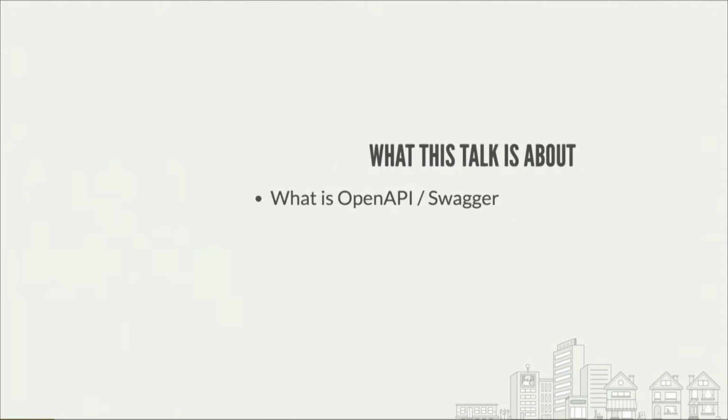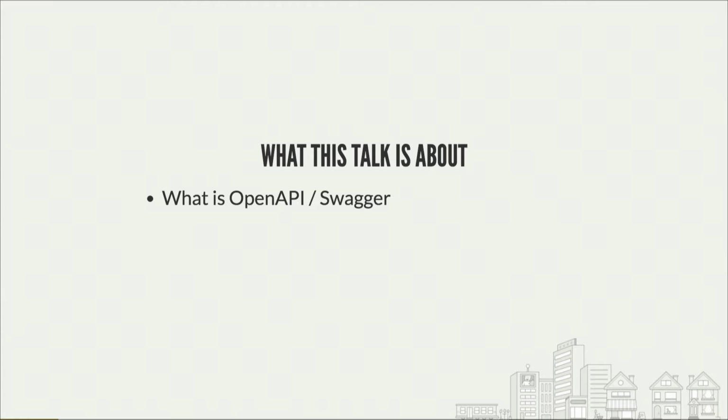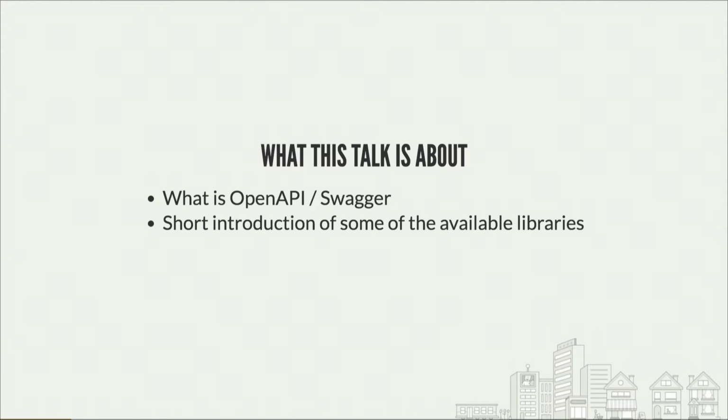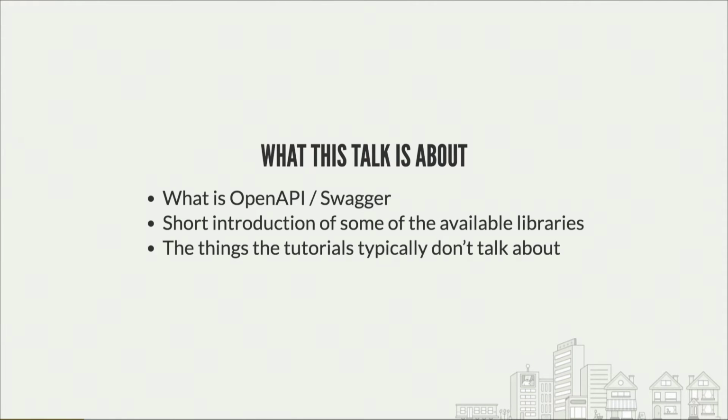So, what is this talk going to be about? The talk is about OpenAPI or Swagger. Swagger is a set of tools and a specification for dealing with a service-oriented infrastructure, making calls to a service. And I'm going to give you a short introduction of some of the available libraries. And then I want to focus on the things tutorials typically don't talk about. So issues you will face in production, surprising behavior, especially when migrating from an older version of Swagger, Swagger 1.2, to the current one, which is 2.0, and the things that can go wrong. I call them war stories.